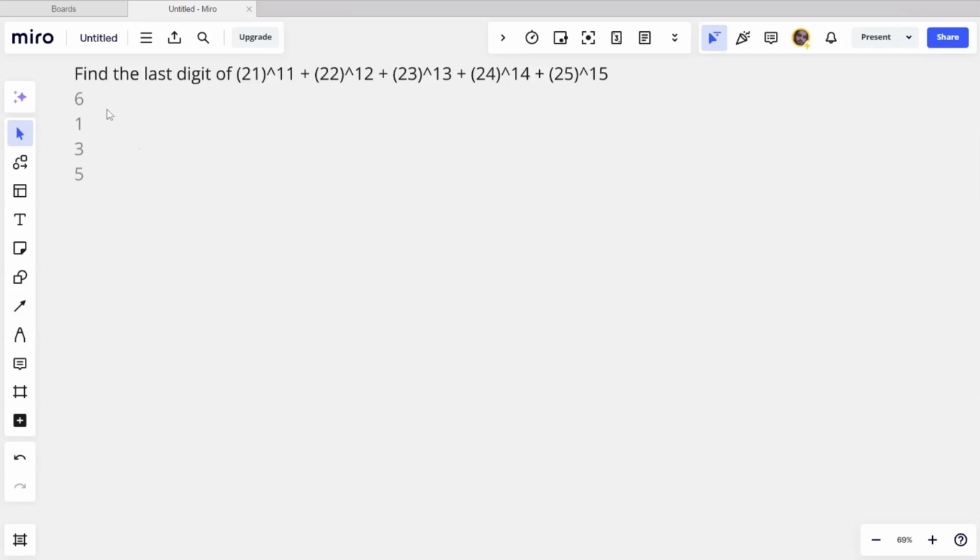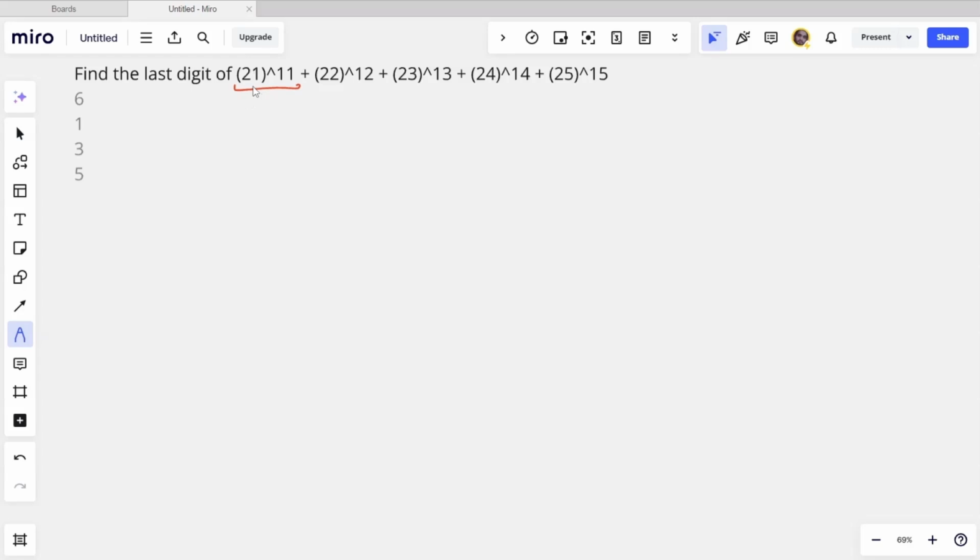The question is saying: find the last digit of 21 raised to the power 11 plus 22 raised to the power 12 plus 23 raised to the power 13 and so on. Okay. So our options are 6, 1, 3, 5. The question looks hard, but it is not if you know the concept of power cycle. So let's try to solve this part of this expression first.